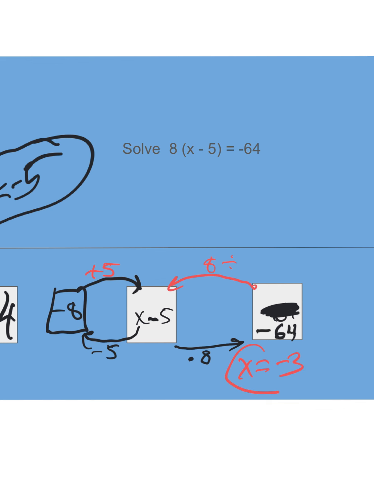Okay, algebraically. All right, so negative 64 divided by 8 is negative 8. Sorry, guys, I caught a mistake. I am going fast. That's a bad habit. How do I get rid of that minus 5? You add 5. Negative 8 plus 5 is negative 3. And guess what? Same answer.